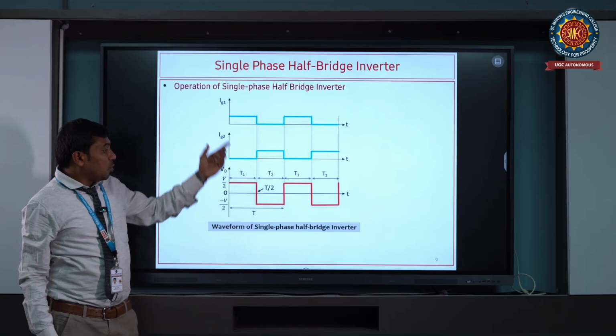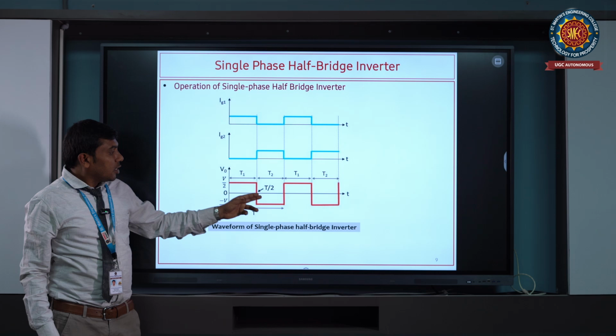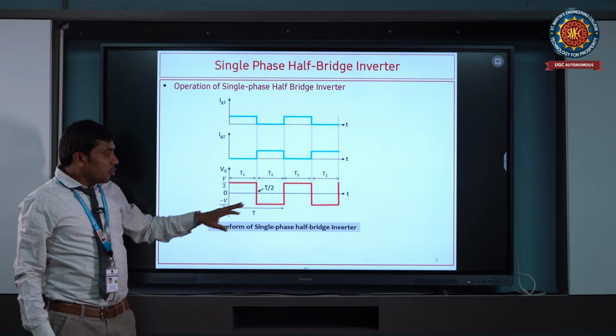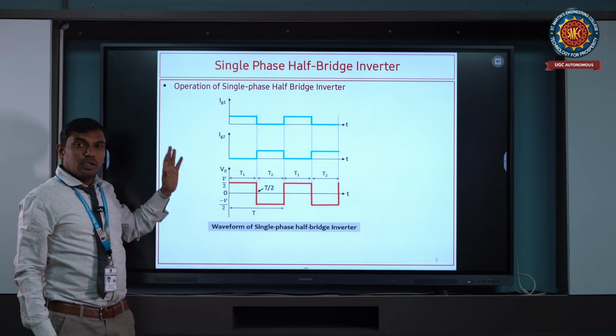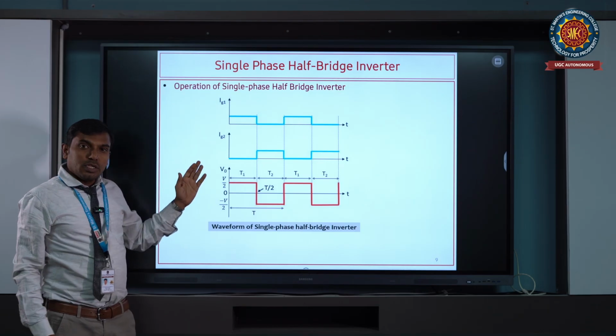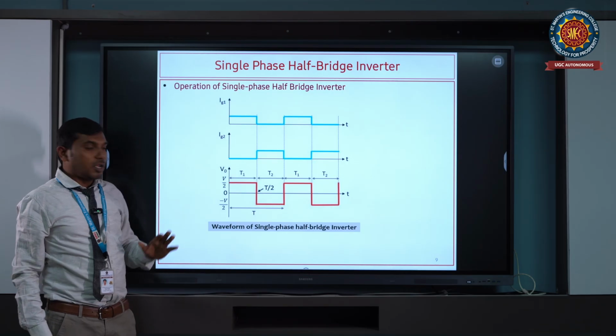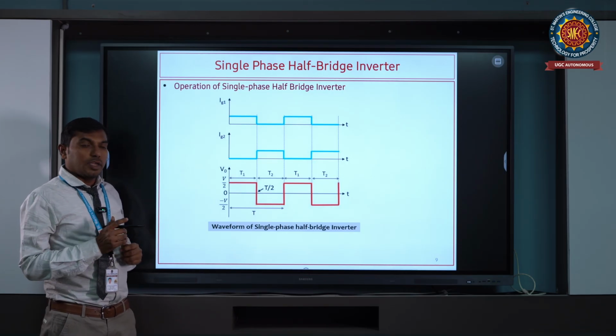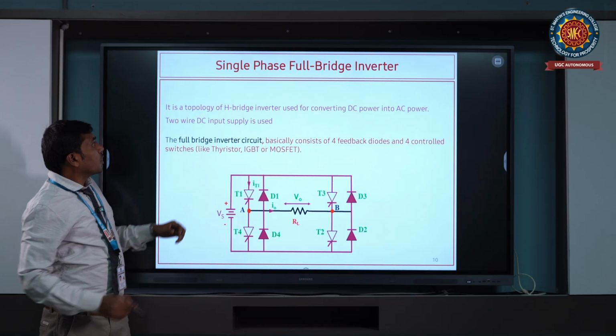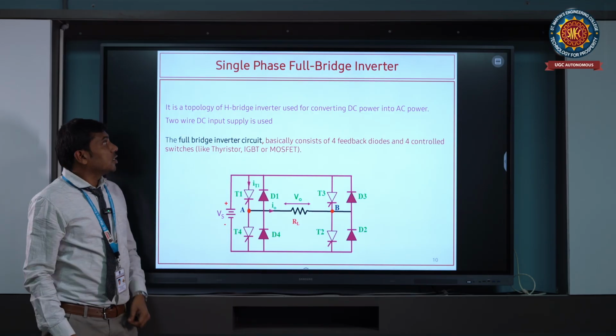Now you can tell, by seeing this figure, that this is an alternating square wave. This is not a pure sinusoidal. So this is the way an inverter is used to get AC from DC. We can convert the DC power into AC power by alternately switching the thyristors. Now let us go to the single phase full bridge inverter.